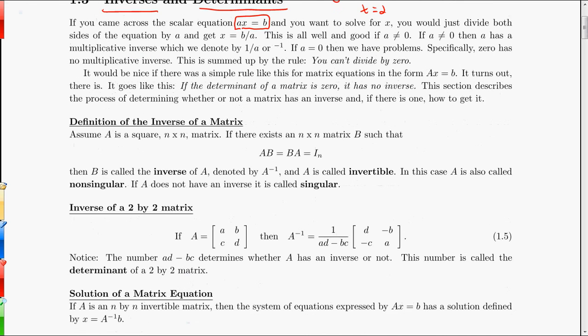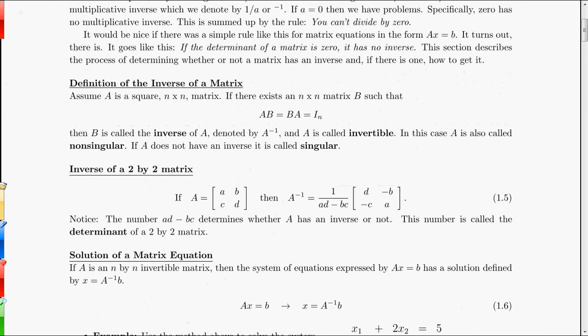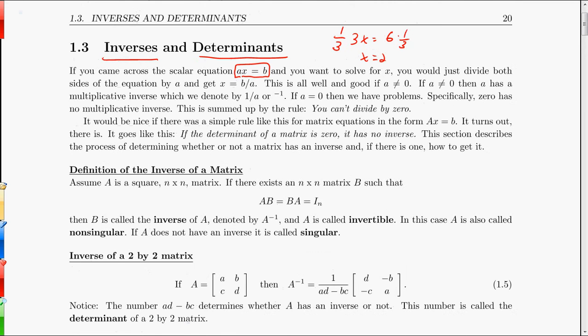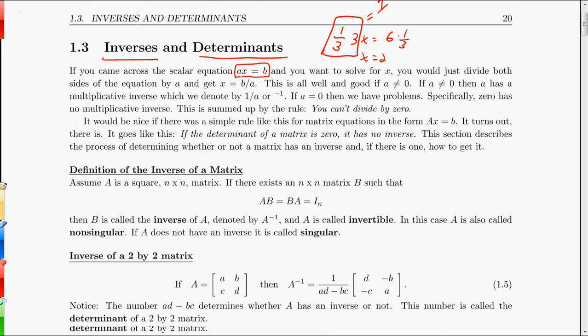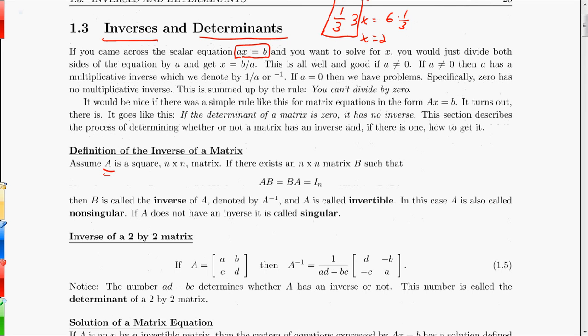Okay, good. So we're going to define what the inverse of a matrix is, and just like before, the inverse of 3 was 1/3. That's because when you took 1/3 times 3, that equals 1. So we're going to define the inverse of a matrix in a similar form, only we don't have 1, we have the identity matrix, which is sort of the 1 of matrices. So if we have a square matrix A, and then if there exists another matrix B, so that A times B equals B times A equals the identity matrix, then we call this B the inverse of A.